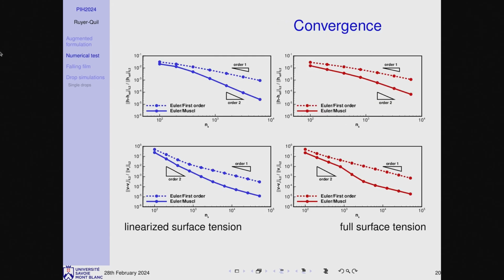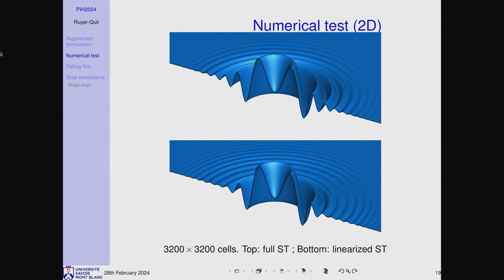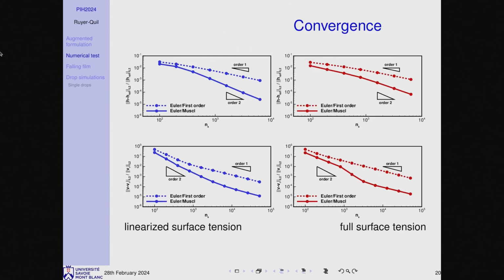And so we did the same in 2D. You can see that it works very well, a very efficient scheme. And you can also see in 2D that with the linearized surface tension, you overestimate a lot the amplitude of the ripples. Very obvious here. So we did some convergence tests on our system. The first step is only first order.